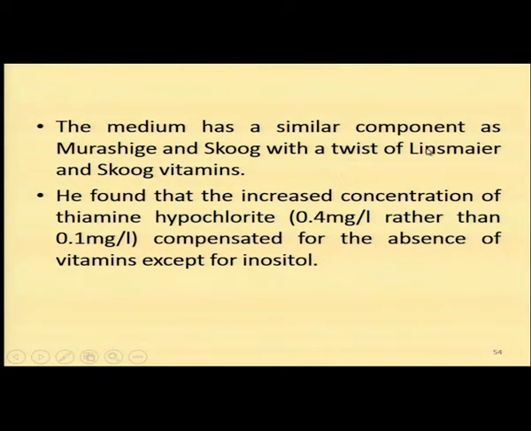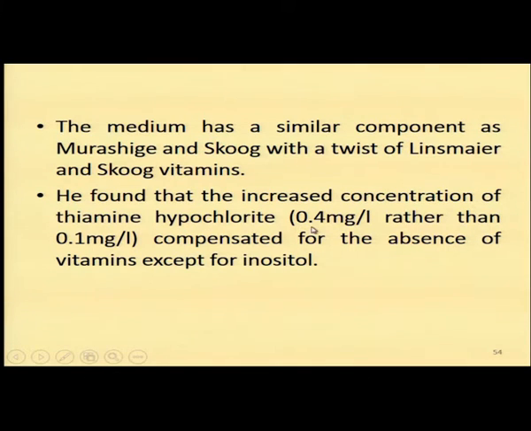With a twist, that is with the addition of the Linsmaier and Skoog vitamins. So it is basically Murashige and Skoog medium with a variation in the composition of the vitamins, which we call the Linsmaier and Skoog composition. Here they found that an increased concentration of thiamine hydrochloride, 0.4 milligram per liter rather than 0.1 milligram per liter. That is, the normal Murashige and Skoog medium contains only 0.1 milligram per liter of thiamine hydrochloride, whereas in the case of LS media, we add 0.4 milligram.